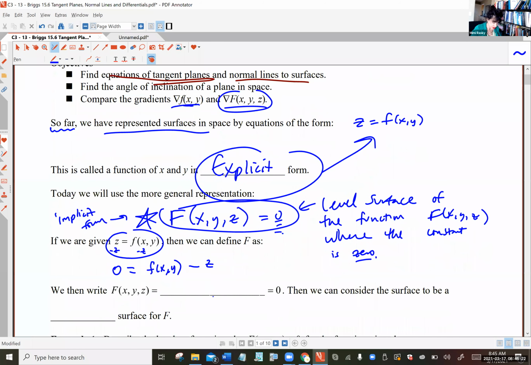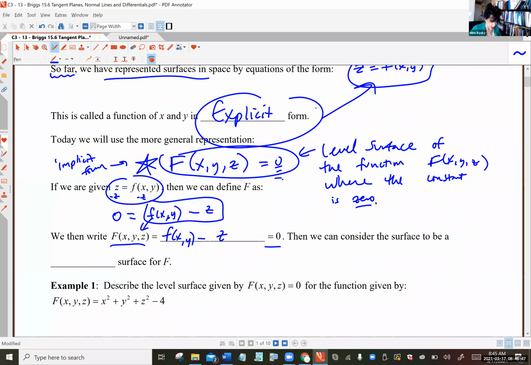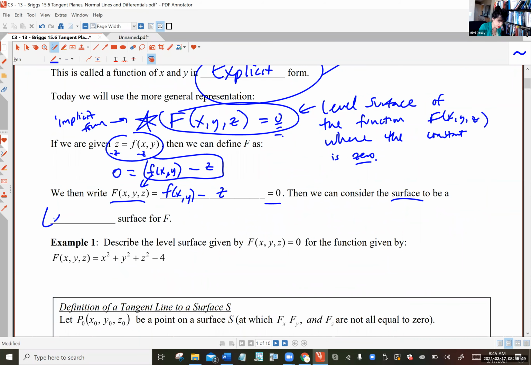So then what? So this guy right here has x's, y's, and a single z in it. I know it's kind of ridiculous. Well, we just have one z in there. I know, but we're going to rename him big F. So big F is going to be this function of x, y, and z, where there's only a single z in there. I know it's kind of ridiculous. And we're setting it equal to 0 because we just rearranged the original explicit equation. So then this surface is understood to be the level surface for F.